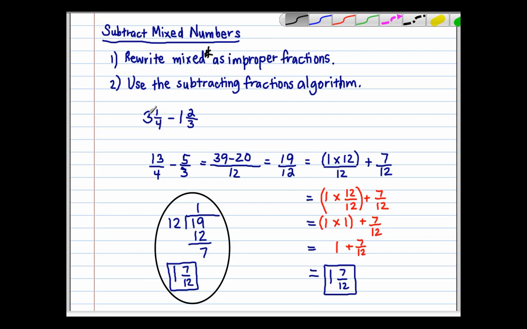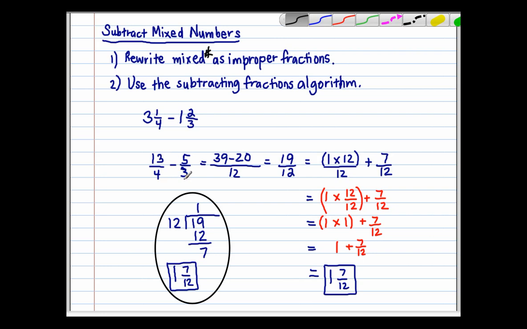So 4 times 3 is 12, plus 1 is 13. 13 in the sequence of fourths, minus 3 times 1 is 3, plus 2 is 5, all in the sequence of thirds, equals... Now if they had the same denominator, we could simply subtract and keep the denominator the same, because we're talking about the same sequence. But we're not in the same sequence. This is in the sequence of fourths, this is in the sequence of thirds. So we first have to use the subtracting fractions algorithm to come up with a common sequence.